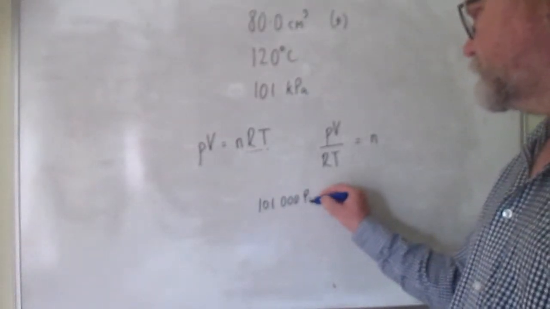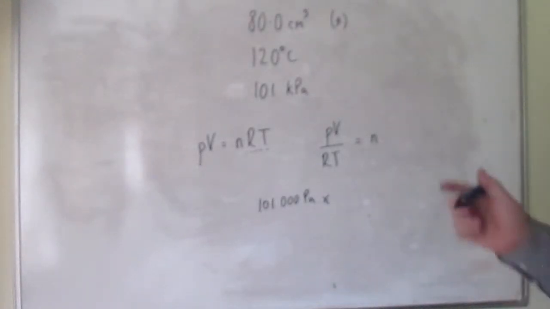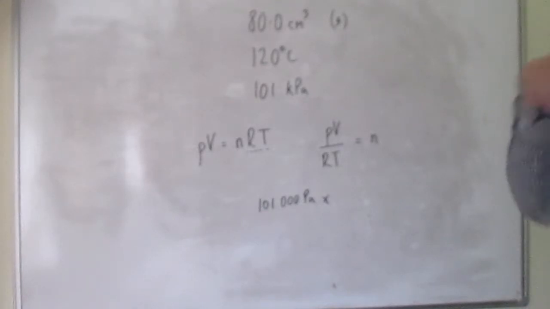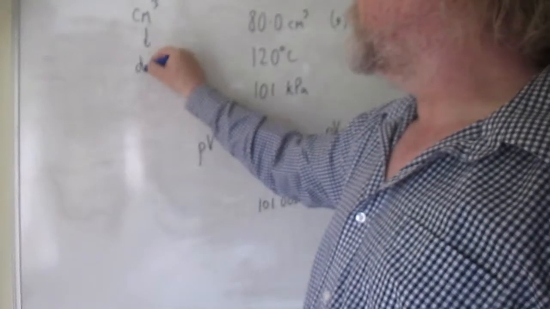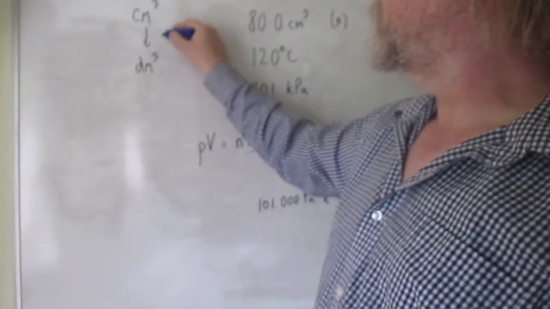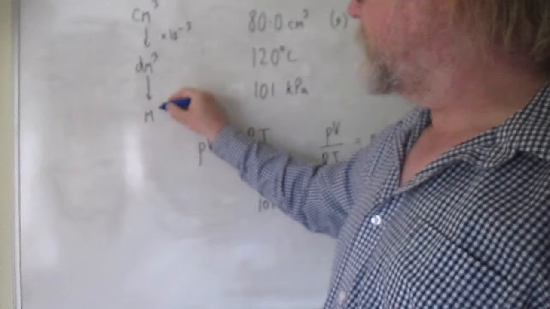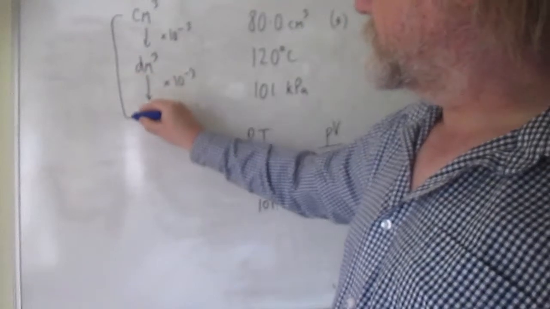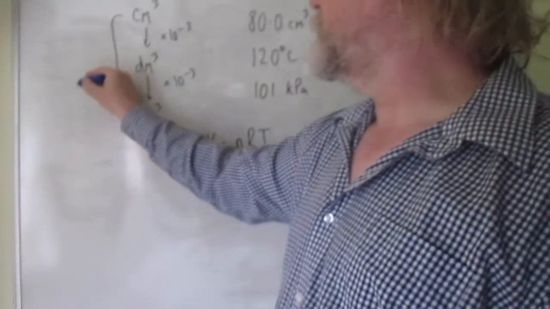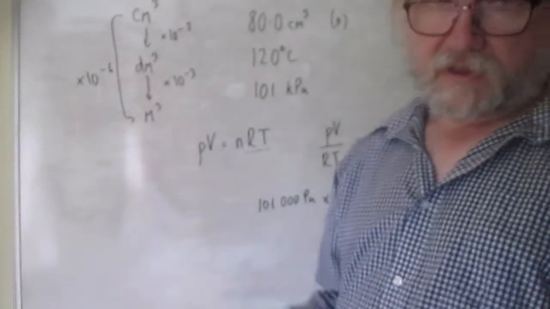101,000 pascals, because it's 101 kilopascals, which is 101,000 pascals, times the volume, which has got to be in meters cubed. We're given it in centimeters cubed, and you just need to know that to go from cm cubed to dm cubed, you divide by 1,000, which is times 10 to the minus 3. And to go from dm cubed to meters cubed, you do the same thing again, so again it's times 10 to the minus 3. Therefore the overall change to go from cm cubed to meters cubed is times 10 to the minus 6. It's important that you know those conversions.